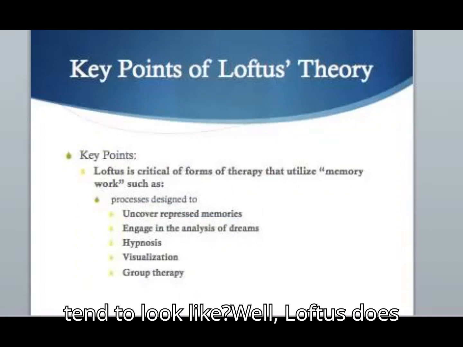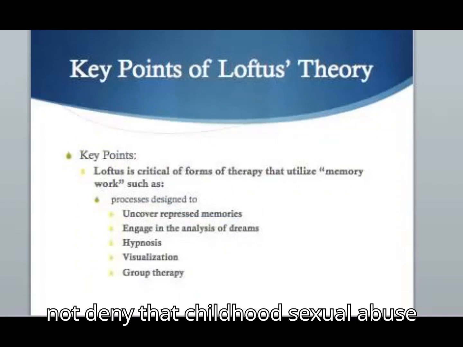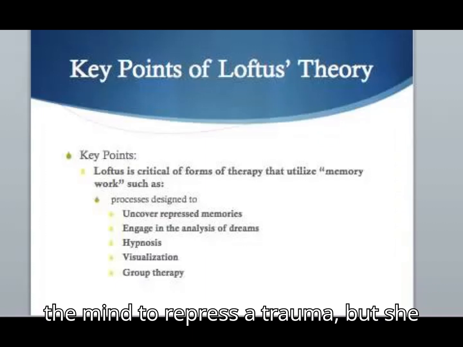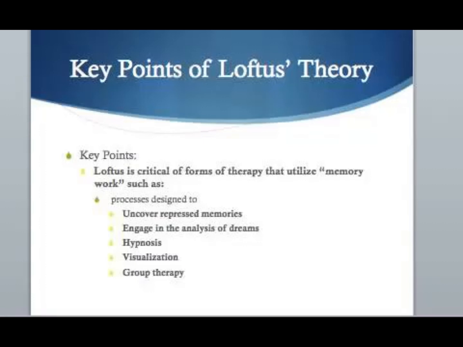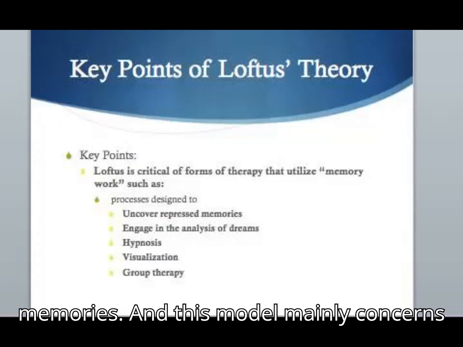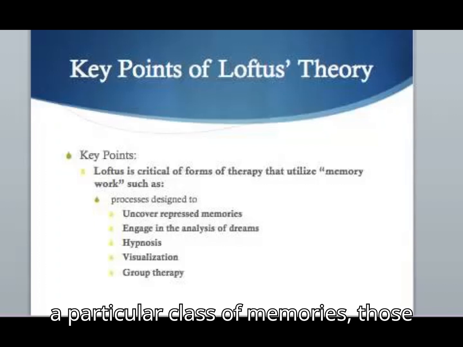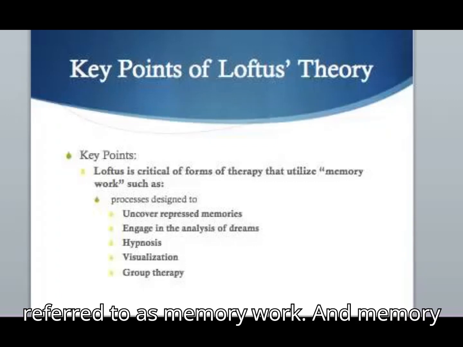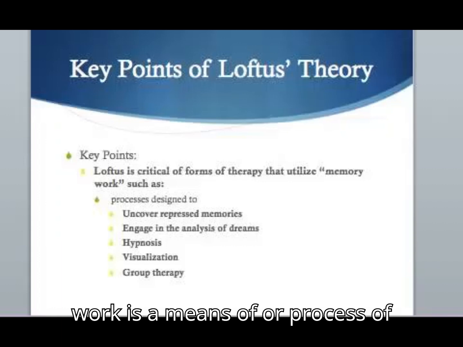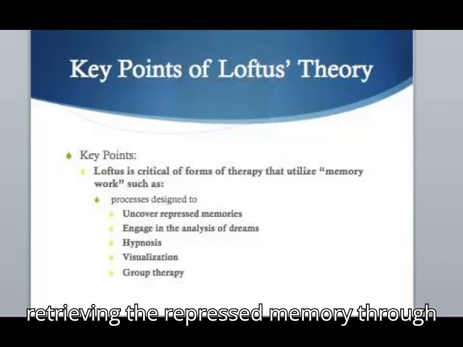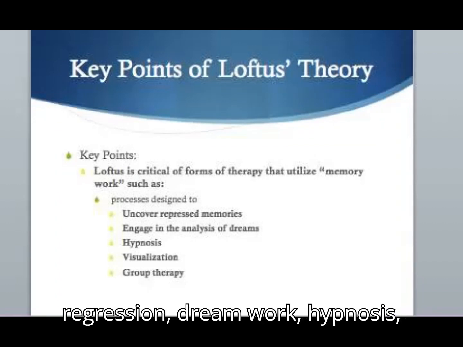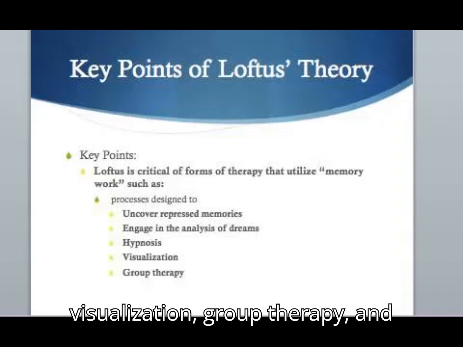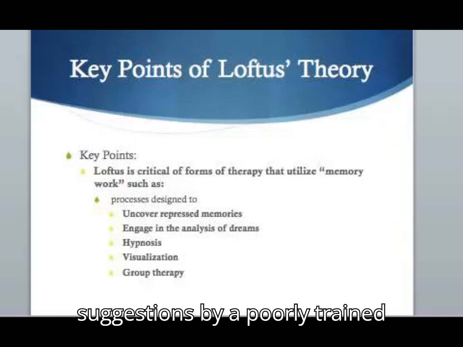Well, Loftus does not deny that childhood sexual abuse occurs or that it might be possible for the mind to repress a trauma, but she questions the accuracy of those memories and the techniques used to resurface such memories. And this model mainly concerns a particular class of memories, those that emerge in adulthood after what's referred to as memory work. And memory work is a process of retrieving the repressed memory through invasive therapeutic techniques such as regression, dream work, hypnosis, visualization, group therapy, and suggestions by a poorly trained therapist.